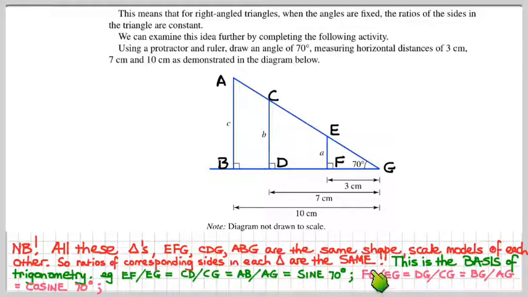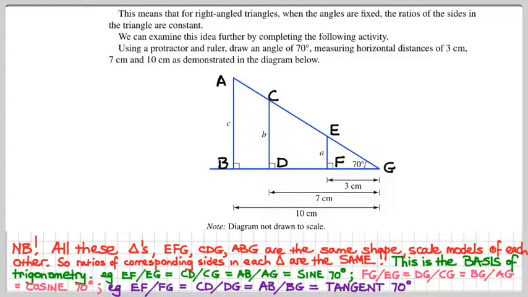We also know that FG, that's called the adjacent side, the side next to the angle. FG over EG equals DG over CG equals BG over AG, and that's also equal to cos 70. That's cosine 70. And lastly, we know that EF over FG equals CD over DG equals AB over BG equals tangent 70.